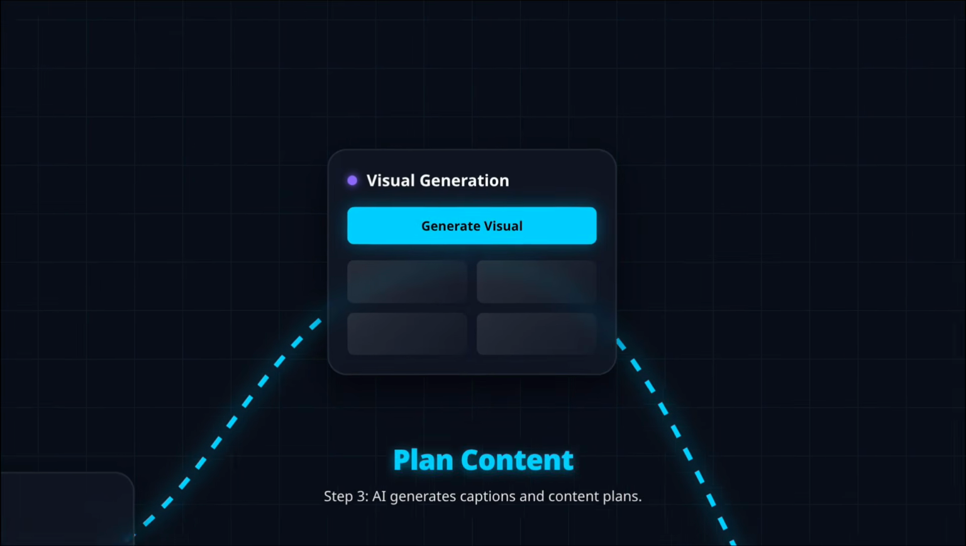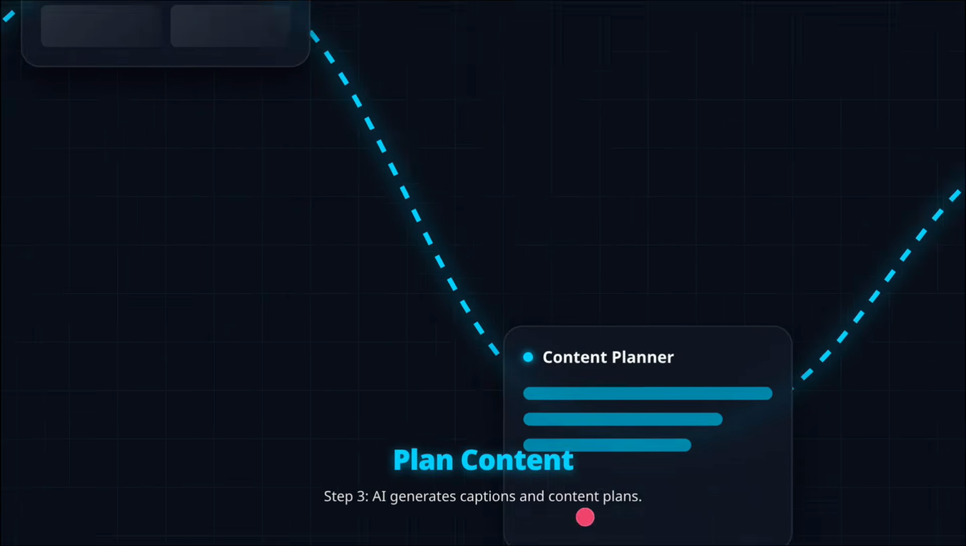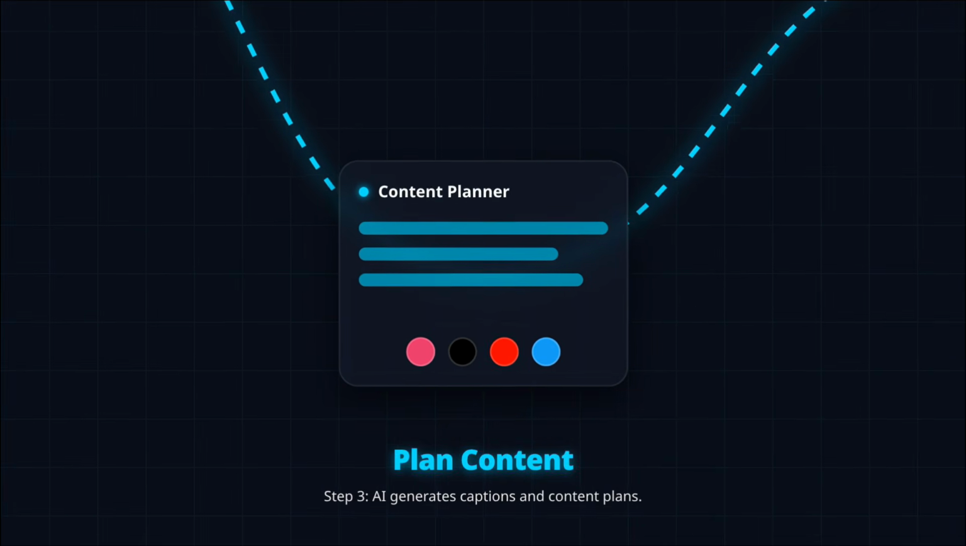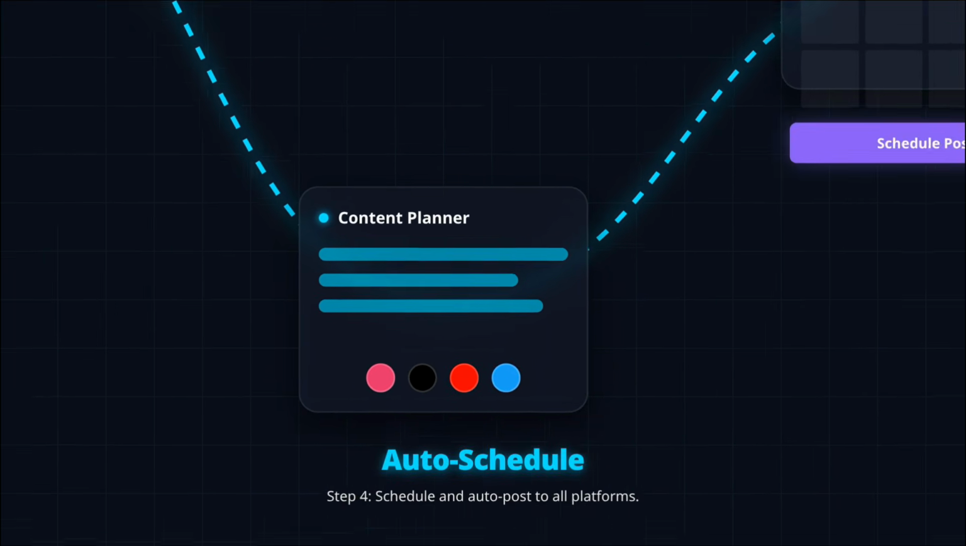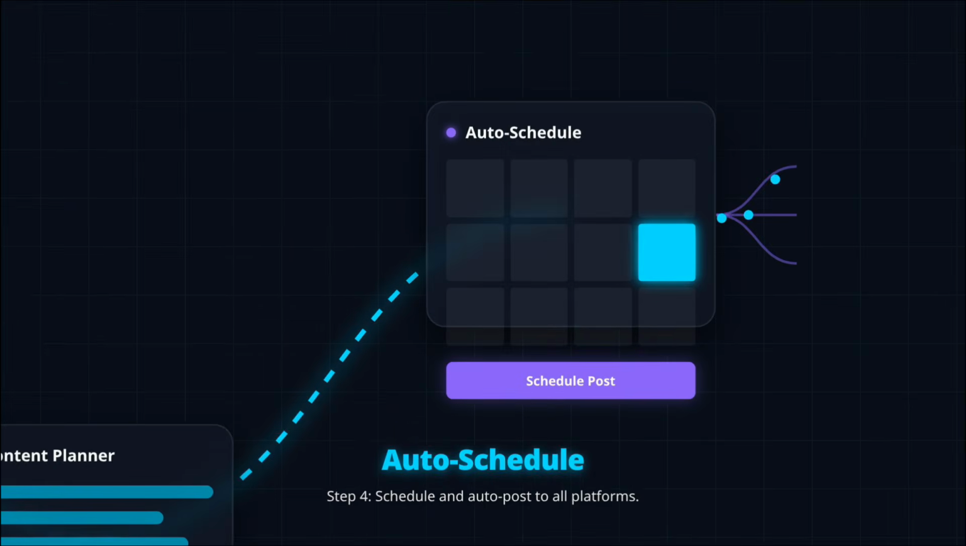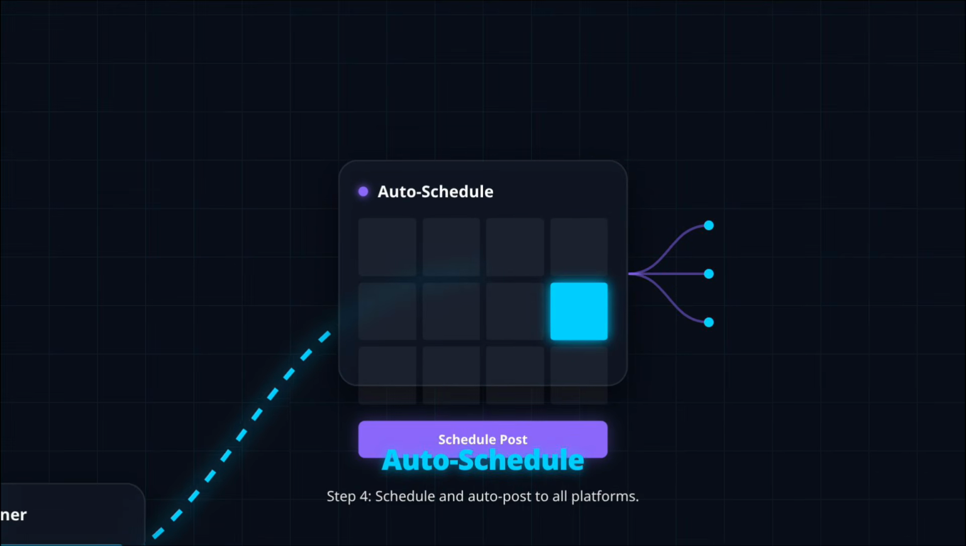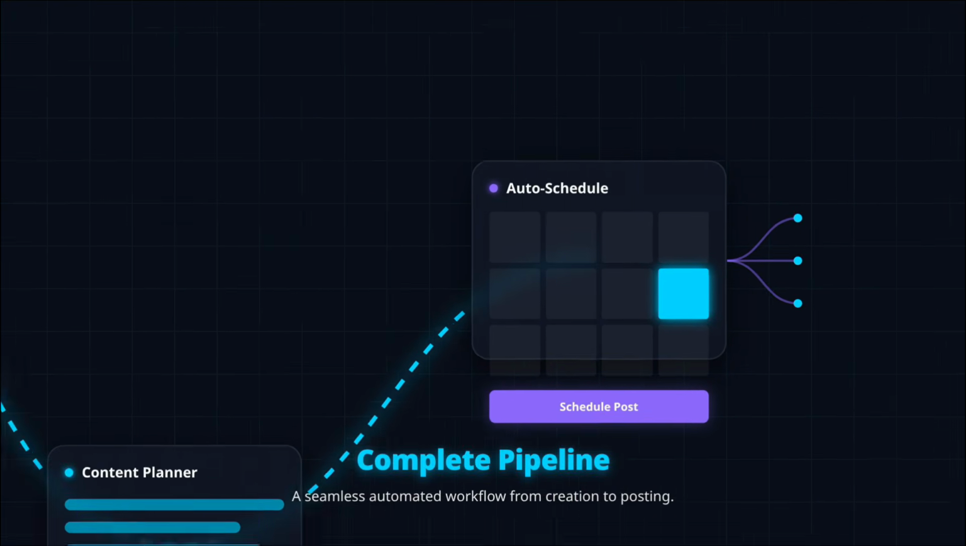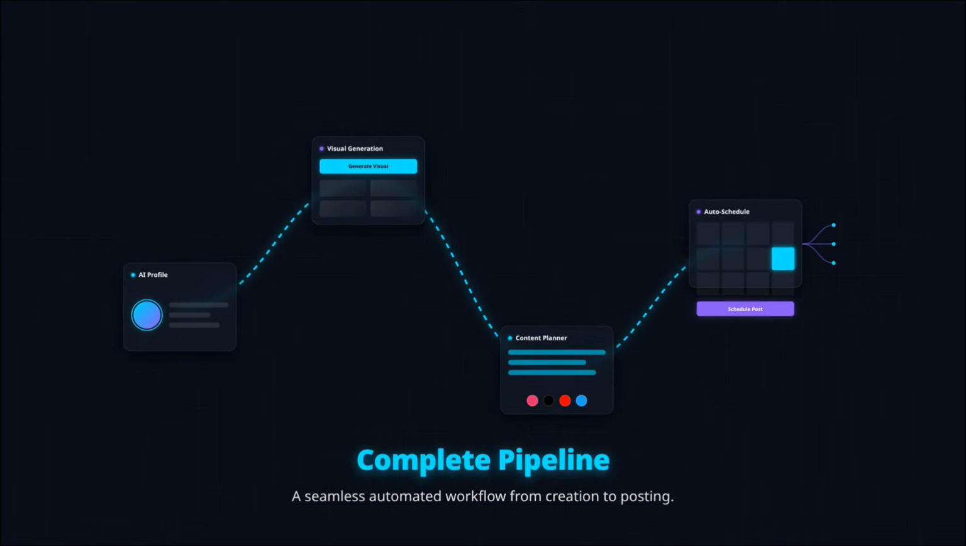After that, we'll generate post ideas, captions and a content plan for platforms like Instagram, TikTok, YouTube Shorts, X. And finally, using the Zernio API, we will auto-schedule those posts across social media platforms directly from our app without manually uploading content one by one.